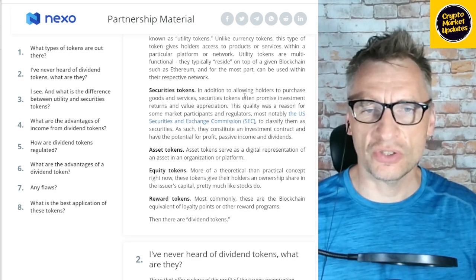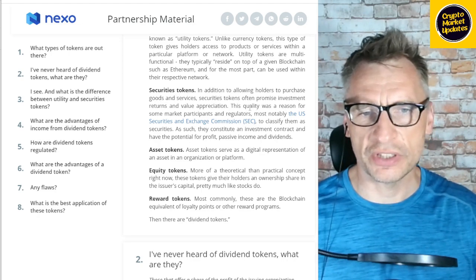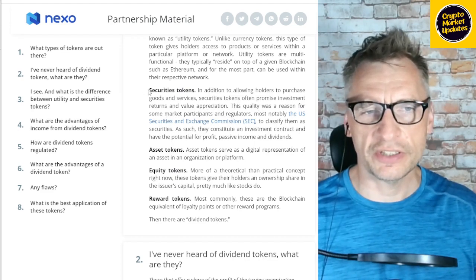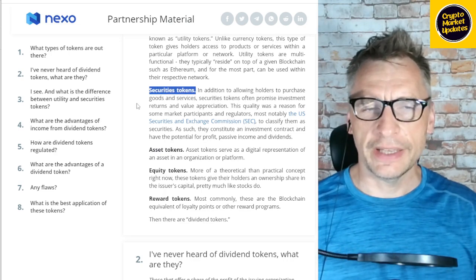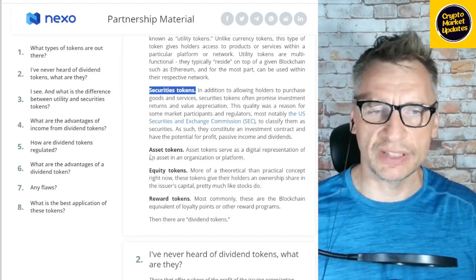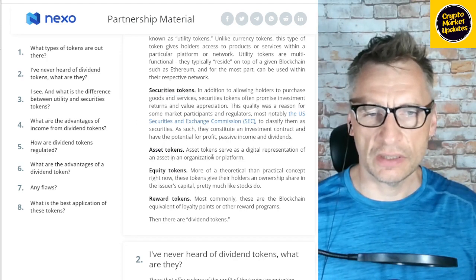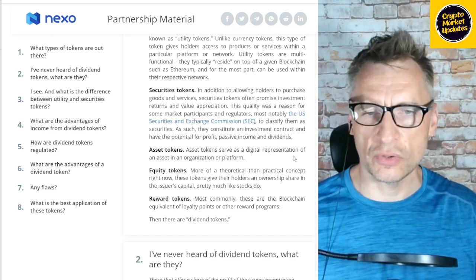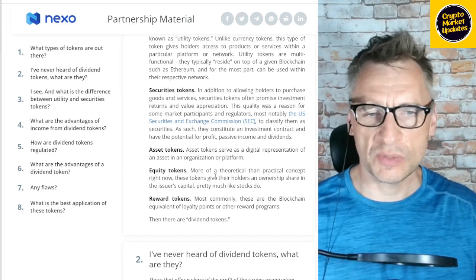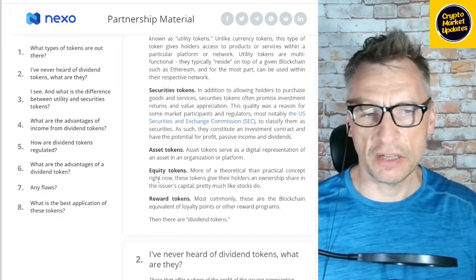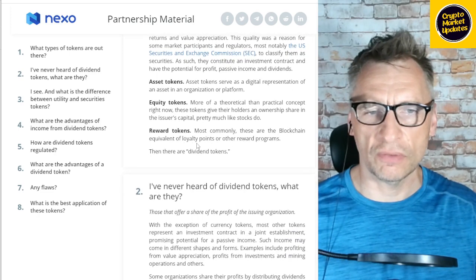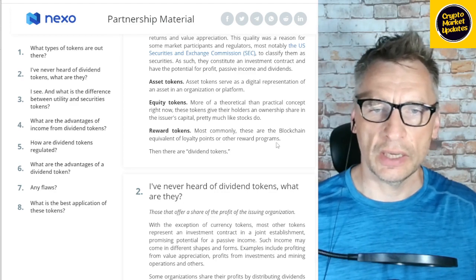Security tokens. In addition to allowing holders to purchase goods and services, security tokens often promise investment returns and value appreciation. Security tokens is what the SEC has recently claimed FTX and every other token to be. Asset tokens serve as a digital representation of an asset in an organization or platform. Equity tokens are more of a theoretical than practical concept right now. And then reward tokens, most commonly the blockchain equivalent of royalty points or other reward programs.